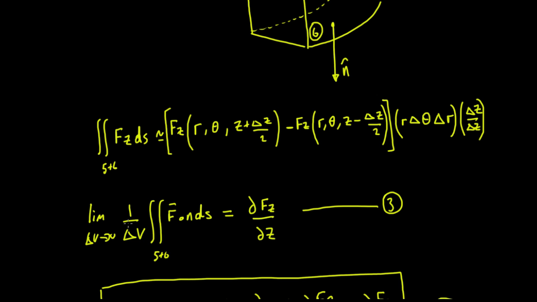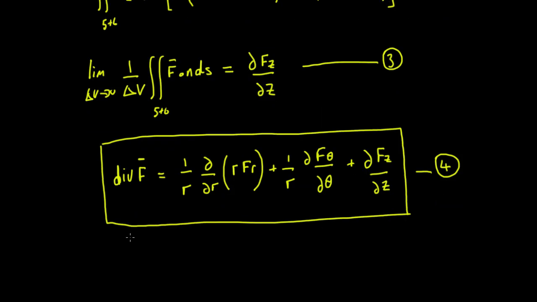So finally, when we take all of those three and add them together, we get the divergence in cylindrical coordinates. So the divergence of a vector field f, a vector function f, is going to equal 1 upon r partial by partial r of r times f of r, plus 1 upon r partial f of theta upon partial theta, plus partial f of z upon partial z.